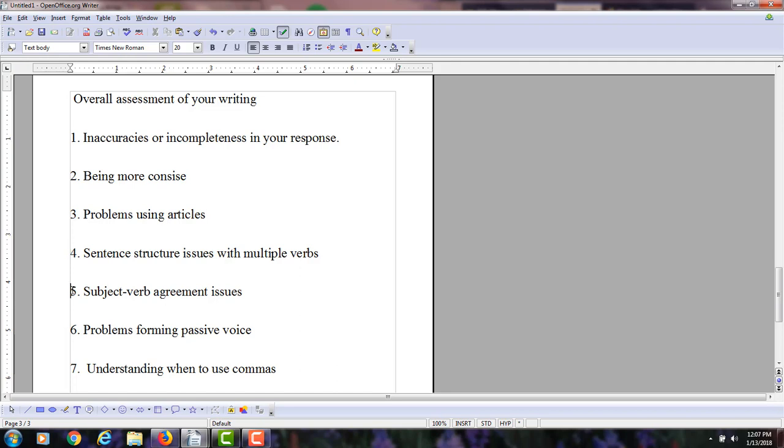Number 5, I think you have one problem with subject-verb agreement in there. You had one problem forming passive voice, so be careful about that. And then you could improve your understanding of when to use or not use commas in writing. Those are some things that you can look at. All right?